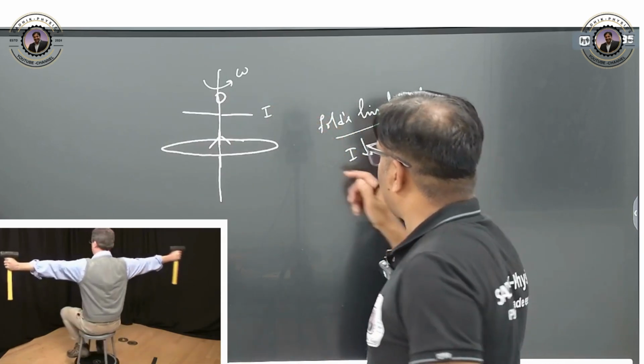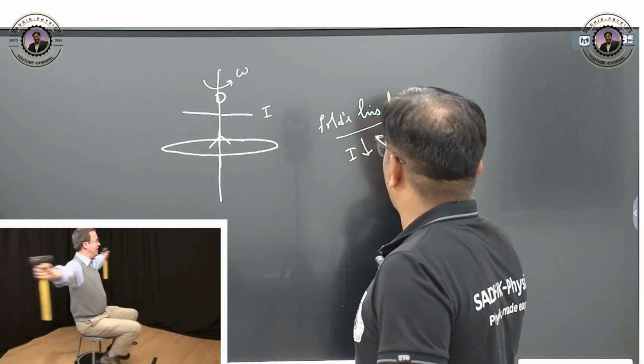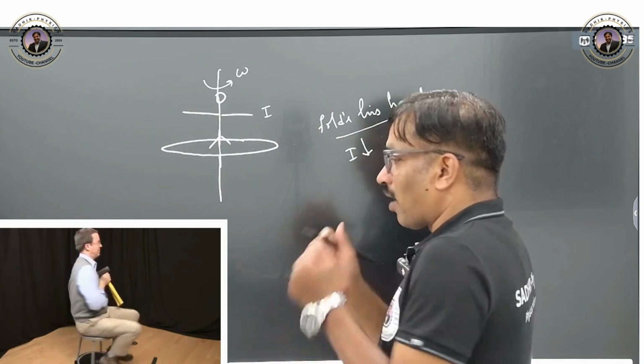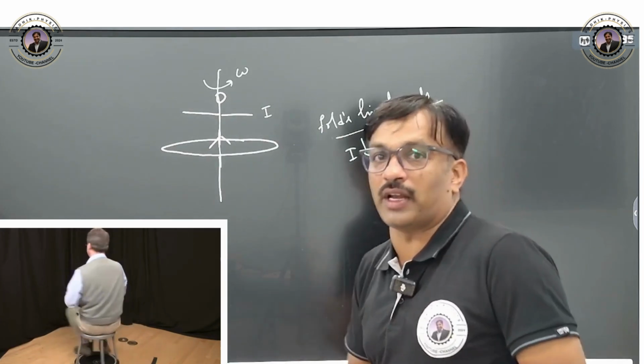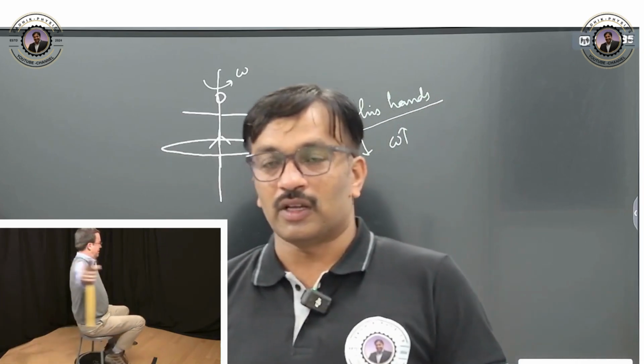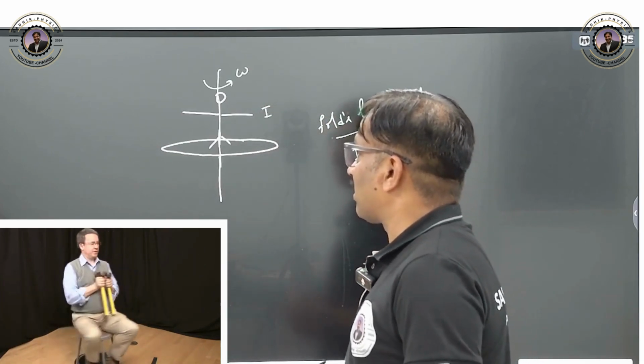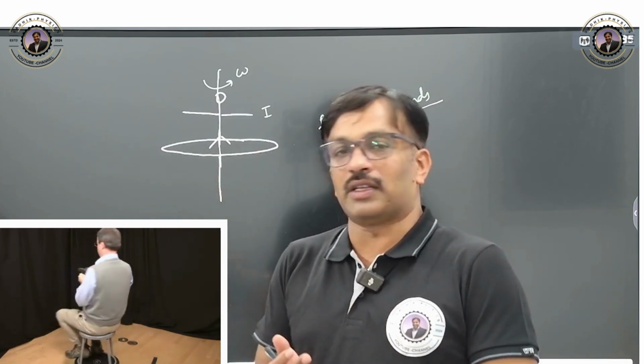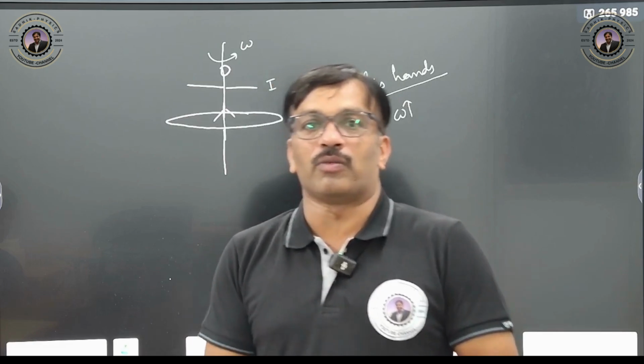When moment of inertia decreases, you will observe that this person rotates with a greater angular velocity. That means angular velocity will be increased, and he will be rotating much faster. Why is he rotating faster? Because he is changing his moment of inertia. So this leads to the conservation of angular momentum.